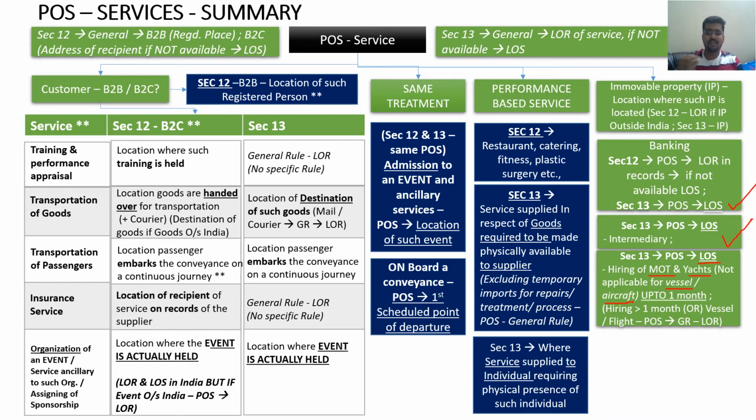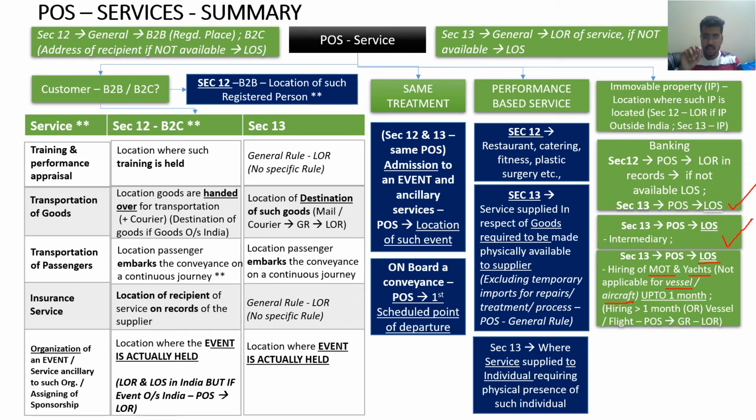So in here, when they clearly say it is not applicable for vessel or aircraft, which means this particular place of supply, that is location of supplier, this provision is not applicable for vessels or aircraft. So the general rule will apply for vessels or aircrafts. So you can remove vessels and aircrafts from this provision. What this provision applies to is any means of transport and yachts other than vessels and aircrafts.